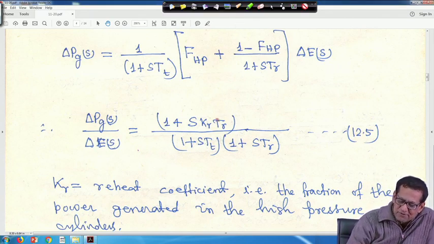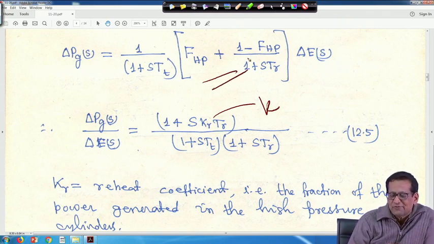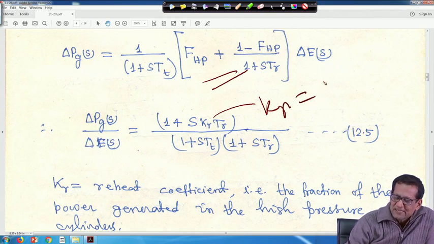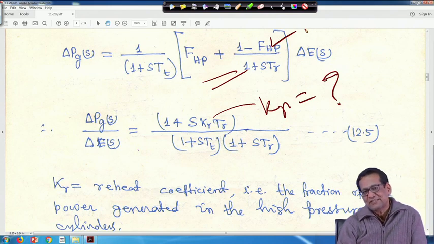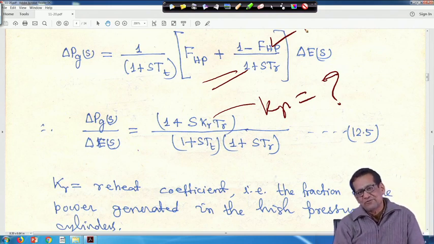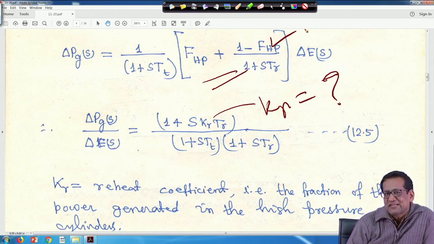Here is one small question to you. When you find out this transfer function, what is KR? Here only FHP is there. So, KR is what in terms of FHP? This is a small question to you. KR we call the reheat coefficient.